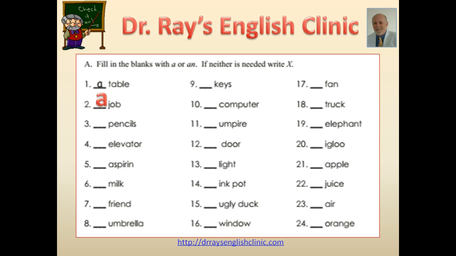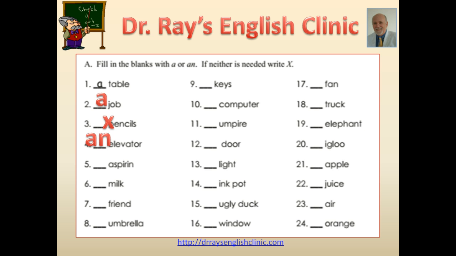Pencils. It's got an S on the end. It's probably not single. It's plural. So we can't say a pencils. No. So we have to leave it blank. Number 4, elevator. Only one? So it's singular. Yes, it needs an a or an. It starts with a vowel sound, eh. So it has to be an elevator.